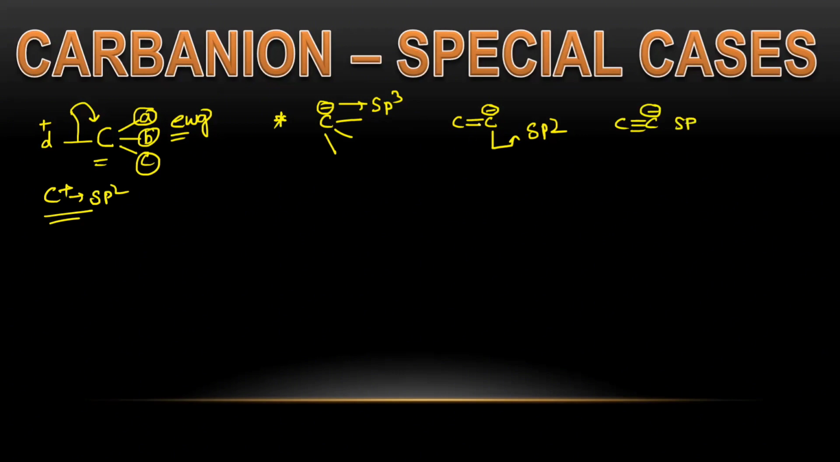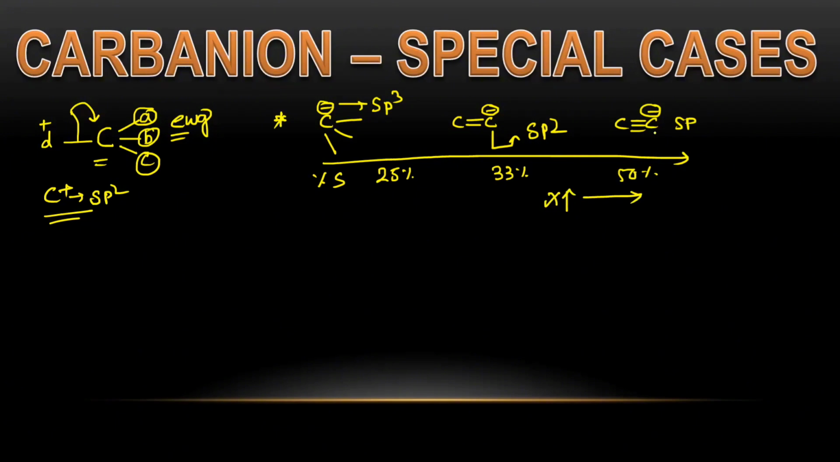Now, if we want to compare the stability of these three carbanions, we will see that the stability increases when the s character increases from left to right. Here the s character in sp3 is 25%, here the s character is 1 upon 3, that means 33%, and here 50%. So more the s character, electronegativity increases. So the negative charge will be more stable on the more electronegative carbon. So this carbon is more electronegative than this one, so this system will be more stable. The stability order will be like this.